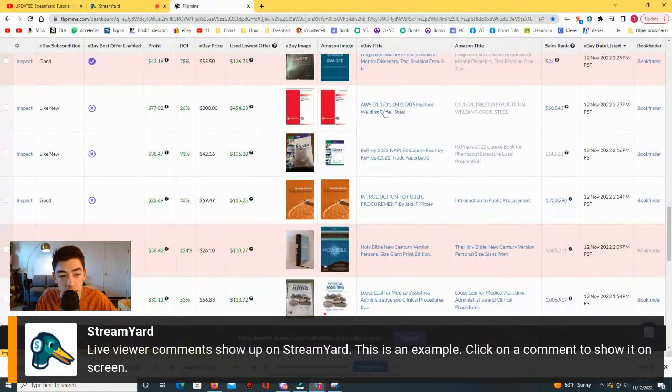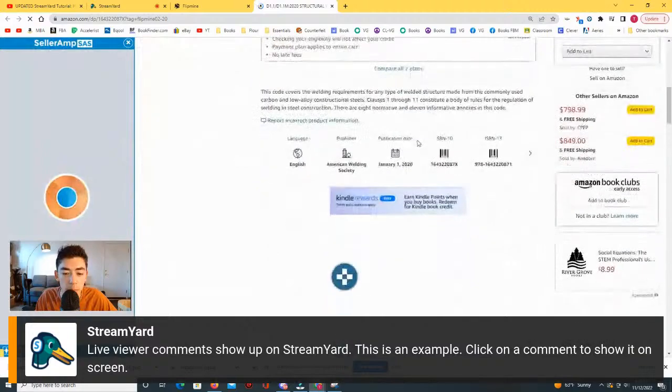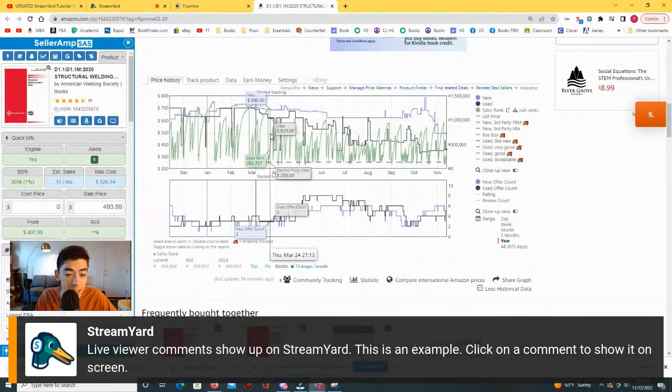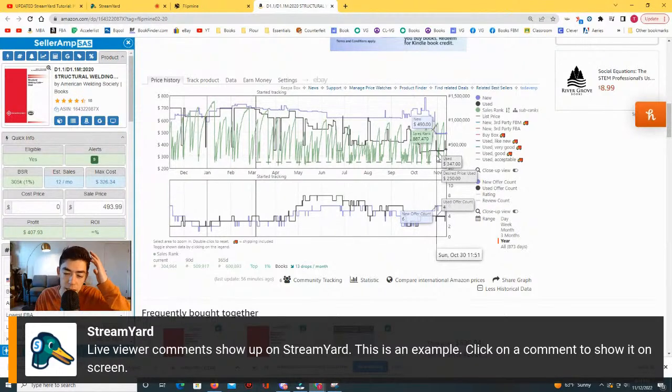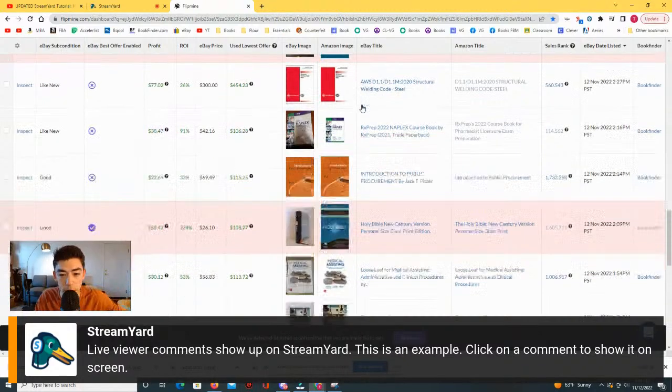Now, this is a book that I actually have flipped before. And let's go and take a look at the Amazon listing. Definitely $300 is too much money to buy this for, but you can see that in the past, this book has sold for up to $600. And I actually have sold this book for, I think, just under $600. So right now at $300, that's probably not enough of a price differential, but just know that there are some books out there that are very, very valuable and sell for a lot of money.